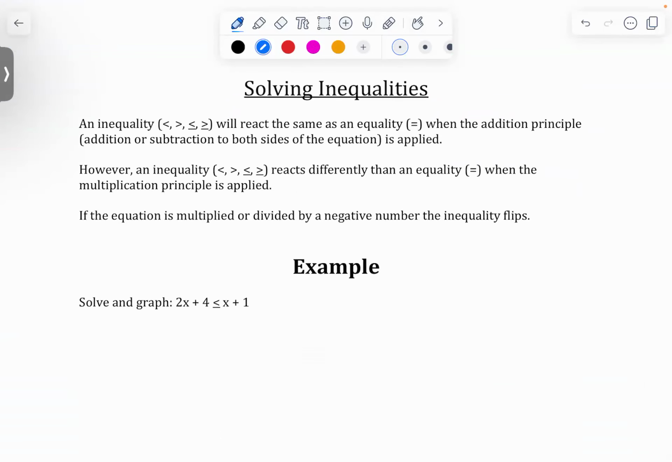Solving equations with inequality is basically the same as the algebra we looked at before. The difference will be that when you multiply or divide by a negative number with an inequality, you have to flip the direction of that inequality. Otherwise, it is exactly the same.